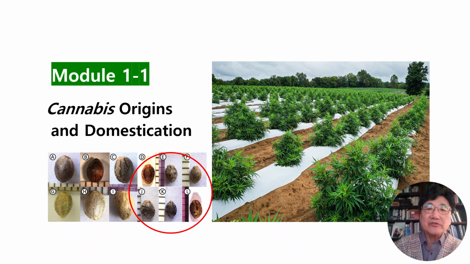Today, as the first lecture, I will talk about cannabis origins and domestication. Since ancient times, cannabis has been extensively utilized by humans for a variety of uses. Cannabis has been an integral part of human life, and its domestication continues into the present. As you can see here in the red circle, wild-type cannabis seeds are significantly smaller than domesticated seeds, visible on the left.